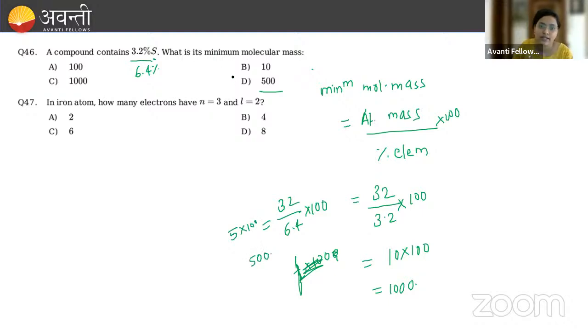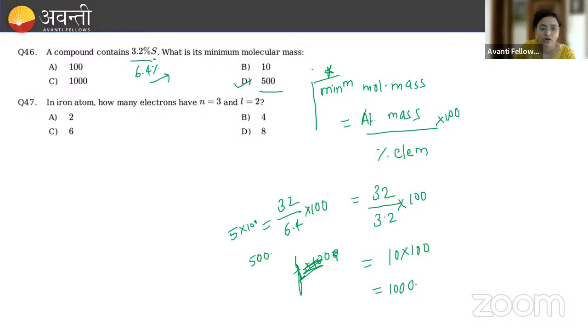So answer D was given in the answer key. Take the value here: a compound contains 6.4% of sulfur, what is its minimum molecular weight? Is that clear to everyone? In this way, you have to calculate that. Please remember this formula: minimum molecular weight or mass is equal to atomic mass divided by percent, whatever percentage is given, multiplied by 100. Everything is clear? Next question.